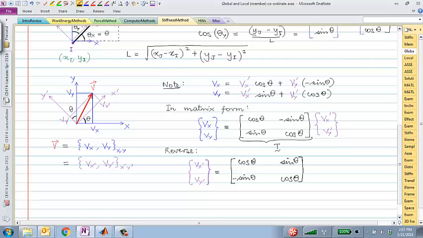So that's T transpose, and actually I'll also write that T inverse equals T transpose. And on the right hand side, then I have Vx, Vy. So using these two relationships, I can find any vector in any of those coordinate systems. If you want global coordinates or local coordinates, using these two relationships, I can find those components for any vector. Okay.